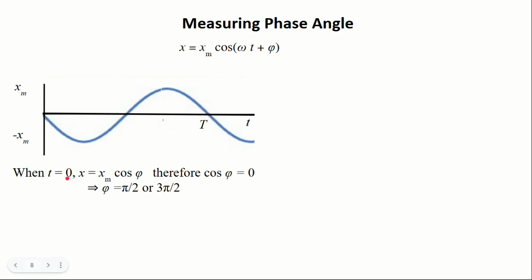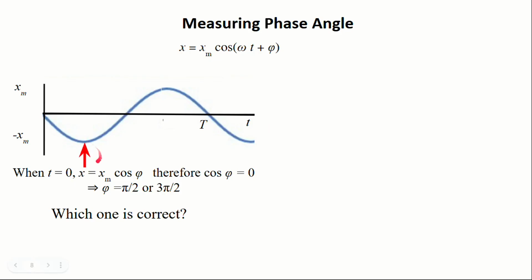So we know if t is equal to 0, then this equation right here, x_m times cosine, must turn out to be just cosine of phi. So that's what you get here: x times cosine of phi. And we know at t equal to 0 right here, x is going to be equal to 0. So that means that we have cosine of phi is equal to 0, which gives us one of two different solutions. We have phi is equal to pi over 2 or 3 pi over 2. And our goal here is to figure out which of these is correct.